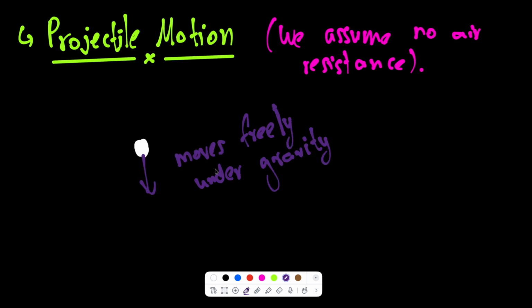Consider this ball that is falling vertically downwards. Since in projectile motion we neglect air resistance, we can say that this ball moves freely under gravity. That means we assume that the only force that acts on this ball is its weight force. So this ball will have an acceleration vertically only due to its weight force, as in Newton's second law.